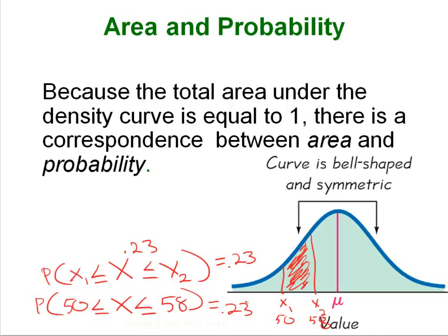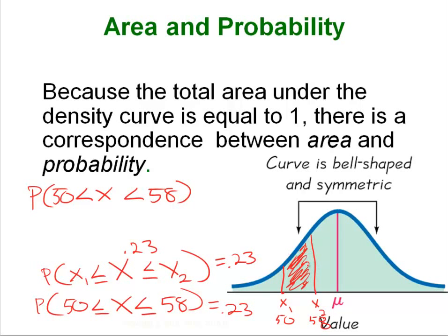Oh, and by the way, the same would go for 50 strictly less than x strictly less than 58. Because the only difference between these two is one counts the line and one doesn't count the line, but there's no area involved in a line, right?